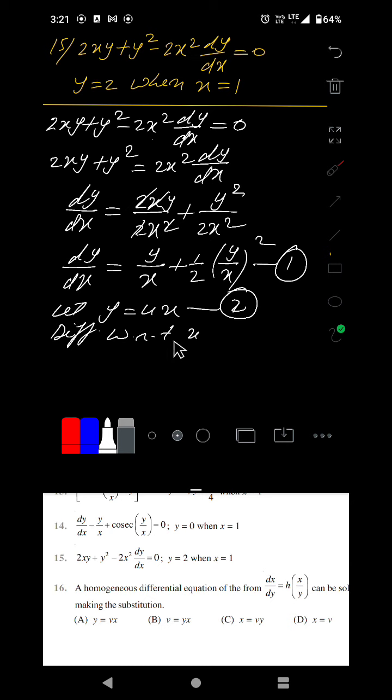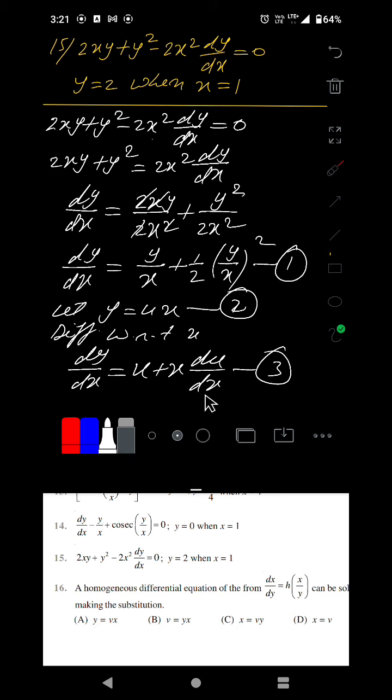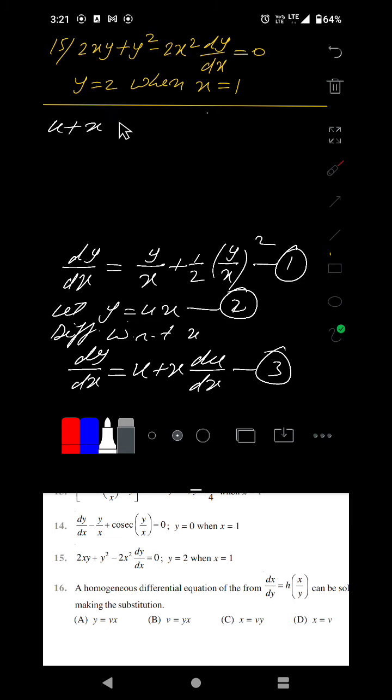Differentiating with respect to x, we get dy upon dx is equal to u plus x du upon dx. Let it be equation number 3. Now replacing dy upon dx in equation number 1 by the expression u plus x du upon dx with the help of equation number 3, and replacing y upon x by u, because by the assumption y is equal to ux, we have u is equal to y upon x. U plus x du upon dx. On the right hand side, we have to replace y upon x as u, so that is u plus half, and y upon x as u, so it becomes u square.